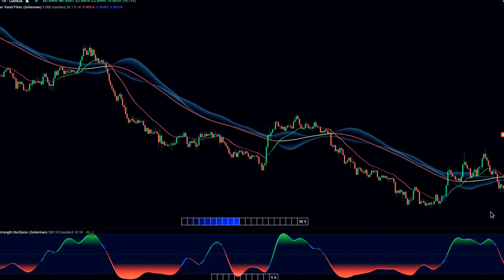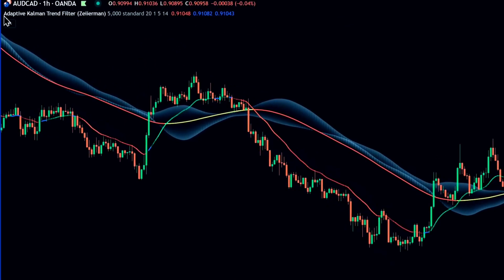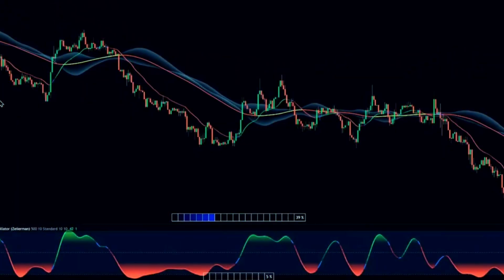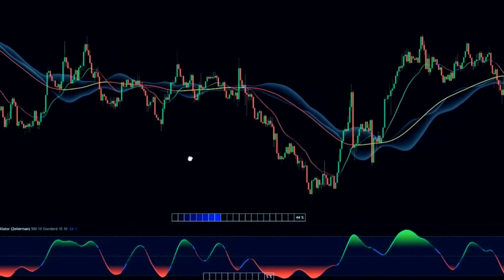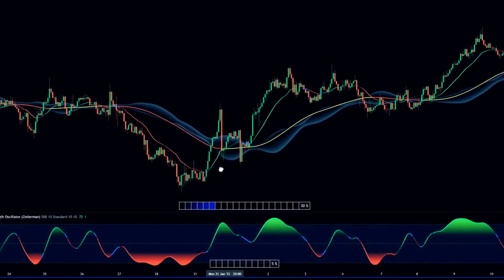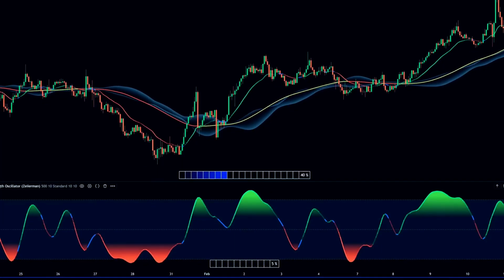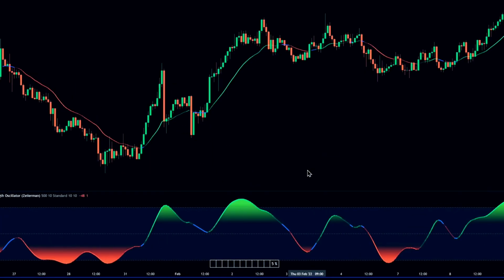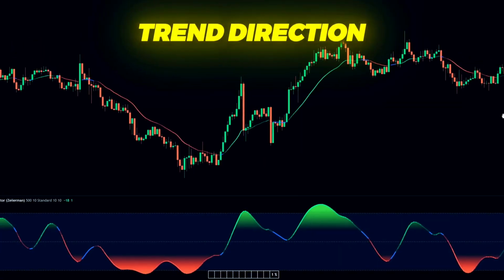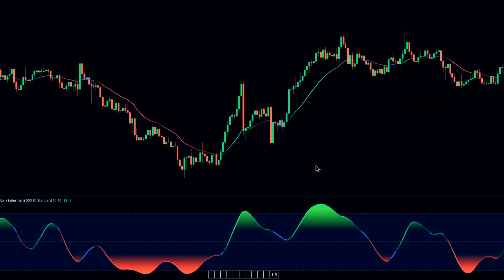The top indicator, the Adaptive Kalman Trend Filter, adjusts to market volatility and momentum. It simplifies trend direction by cutting through noise, making it easier to see what's happening. The bottom indicator, the Kalman Trend Strength Oscillator, also adapts to market conditions but emphasizes both trend direction and strength. Let's focus on the oscillator for a moment.